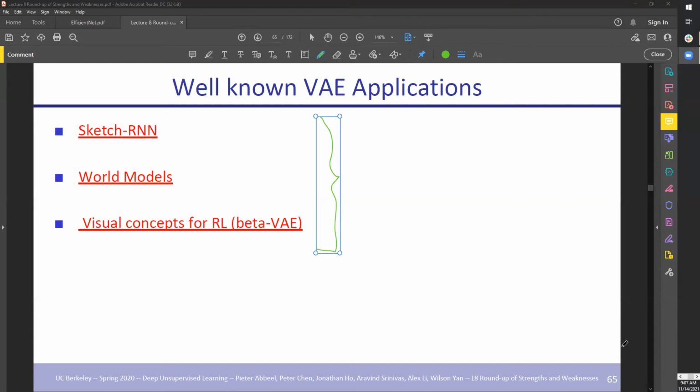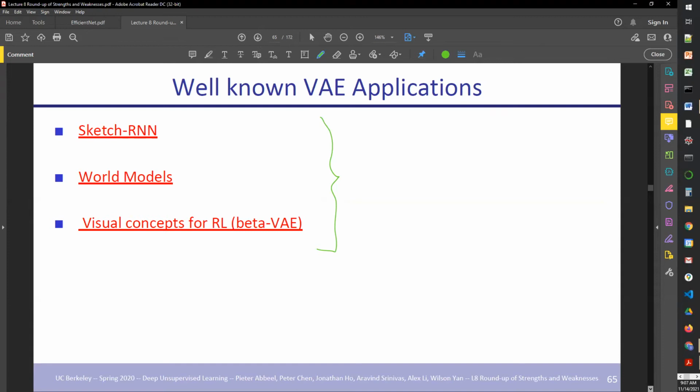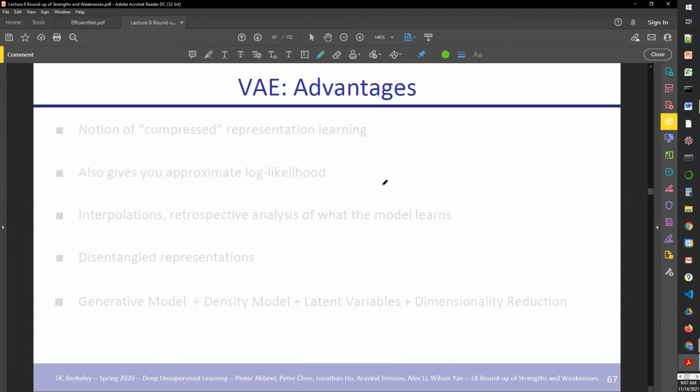And the appealing property of VAE, its advantage, is the thing that we have lacked so far in autoregressive or flow models: this compressed representation learning. So it gives us something that we were lacking till now. It continues to give us the approximate log likelihood, so we also get that.